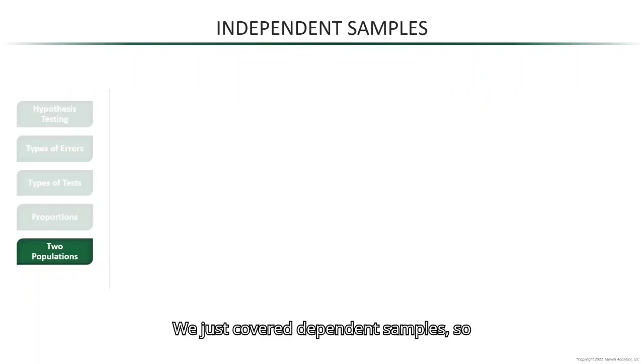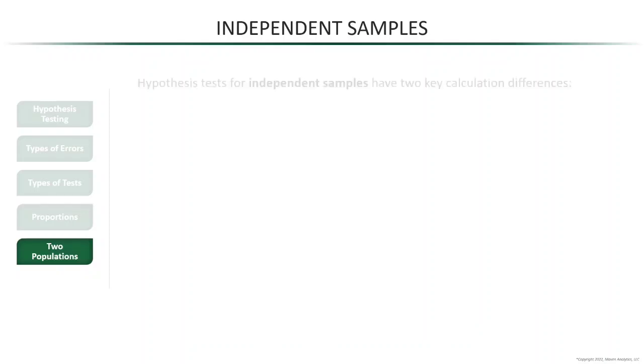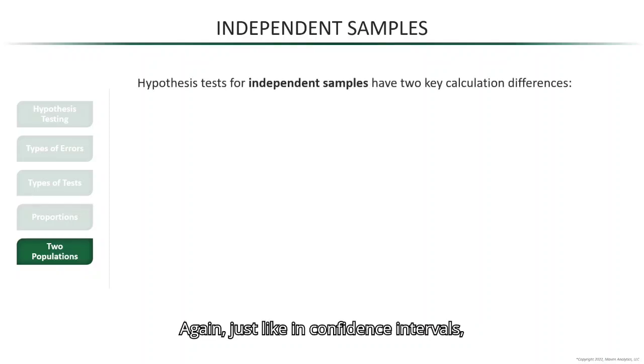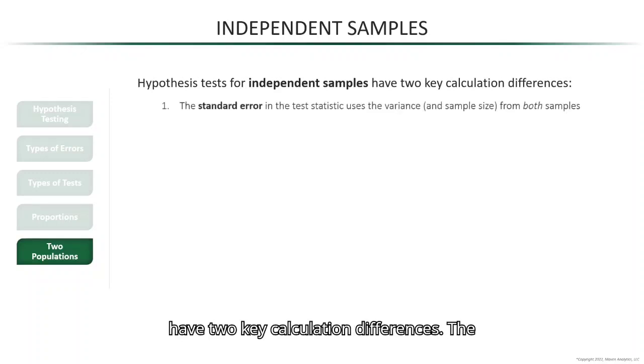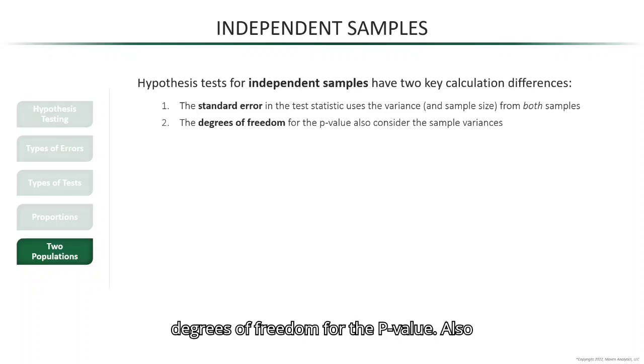We just covered dependent samples, so time to talk about independent samples. Again, just like in confidence intervals, hypothesis tests for independent samples have two key calculation differences. The standard error in the test statistic uses the variance and the sample size from both samples, and the degrees of freedom for the p-value also consider the sample variances, so it's no longer just the sample size minus 1.